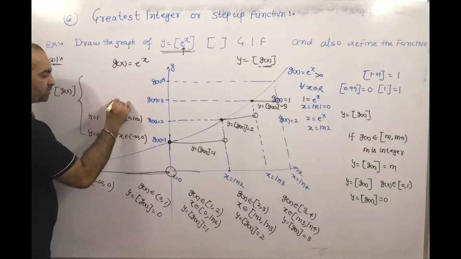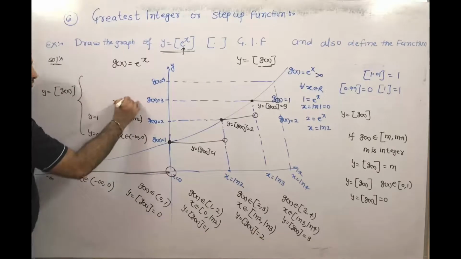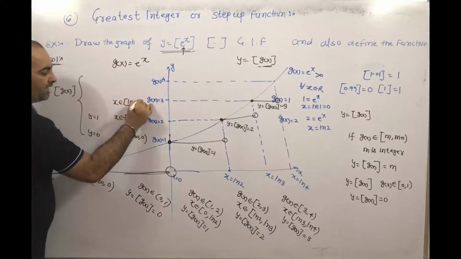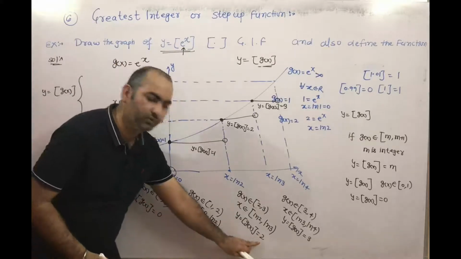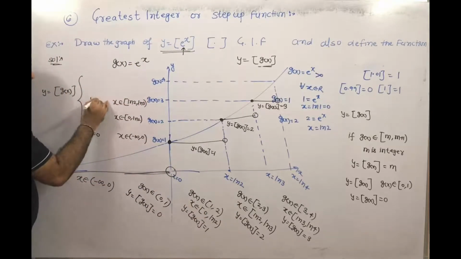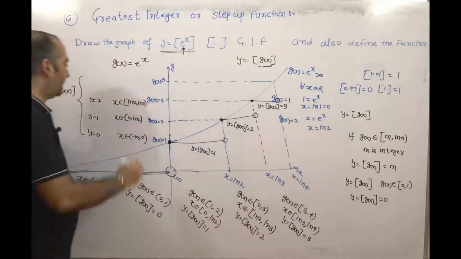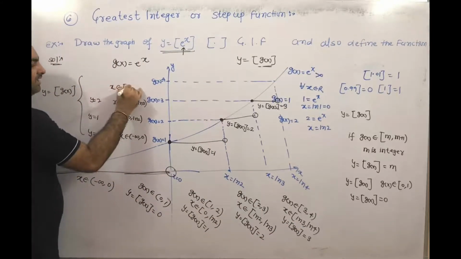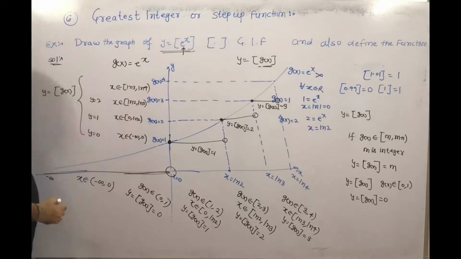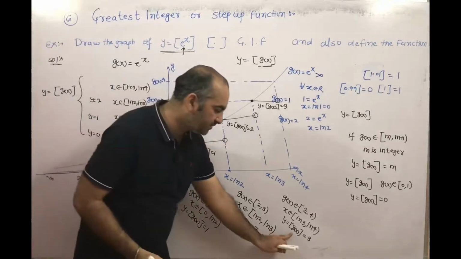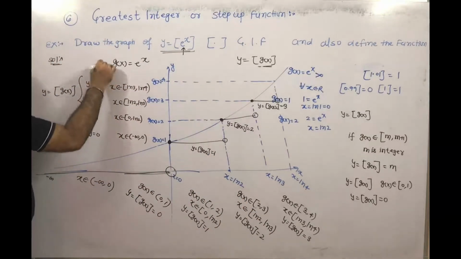Next, what? x belongs to, next interval is what? ln2 to ln3. So ln2 is closed. So closed interval ln2 to ln3. So what is greatest integer of g(x) value we are getting? 2. So y equal to 2. Next is what? x belongs to closed interval ln3 to ln4. So here what we are getting? y equal to greatest integer of g(x) equal to 3. So this will come y equal to 3. So similarly we can find others also.